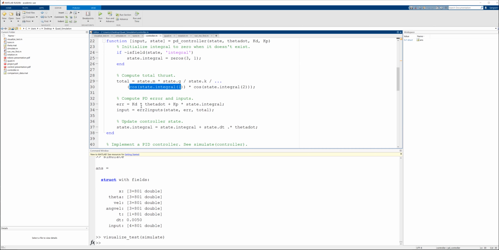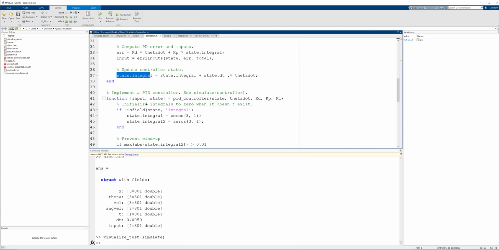If you look at the PD errors, the error is the error in theta dot, and state dot integral is nothing but the integral of the rate. So this actually gives you the angle. And last thing is the input, which is the state, error, and then the total. That value goes in here. That actually finds out the input value. Error to input is another function that is implemented later. The last part is you are going to update the integral, so you are going to update the angle.